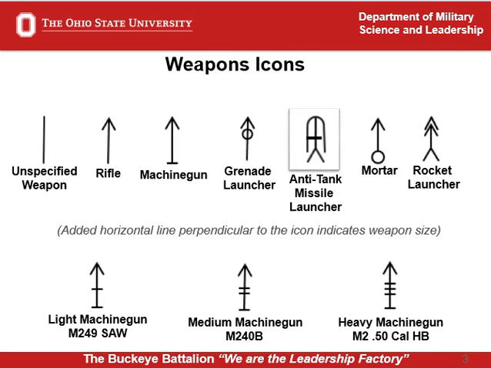Like I said, here's a lot of weapon icons. In this one in particular, we're going to utilize the Javelin system, which looks like the anti-tank missile launcher. But like I said, a lot of times it'll just be your SAW gun or your 240 Bravo.